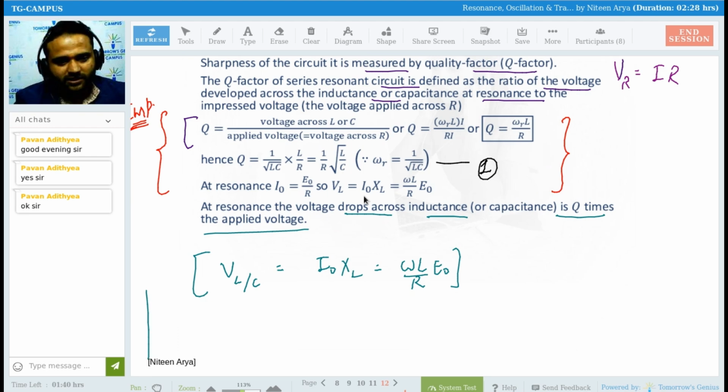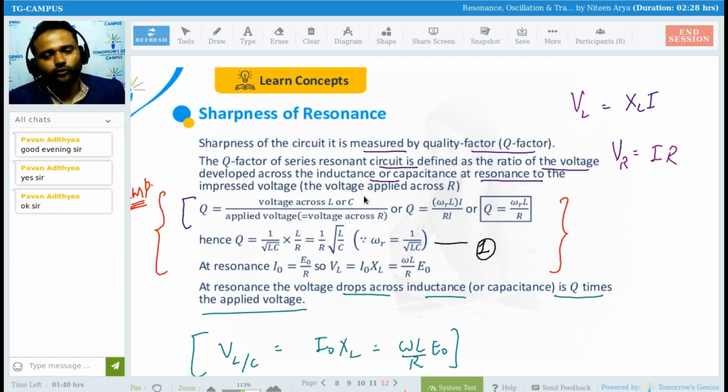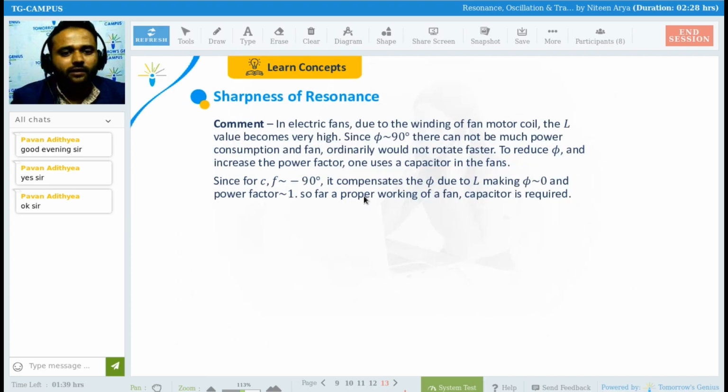Nothing is changed here. Again and again, the resonance condition you need to follow, you need to use in a way that whatever is given to you, you can use that. Nothing more than that. Whatever the things like L, C, R, V naught, I naught, omega naught is given to you, according to that particular analogy, you need to find these things.